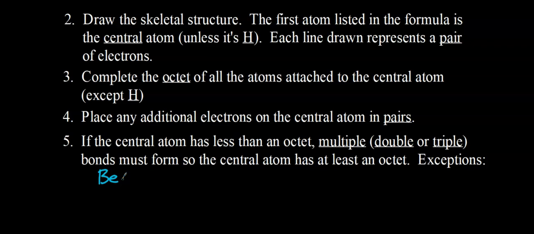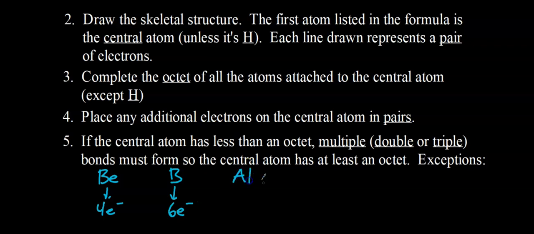One of them is beryllium. Beryllium is stable with 4 electrons. Let's try to redraw that. Beryllium can achieve that by forming 2 covalent bonds. Another exception is boron. Boron is stable with less than an octet of electrons. Boron is stable with 6 valence electrons, and it can achieve that by forming 3 covalent bonds.